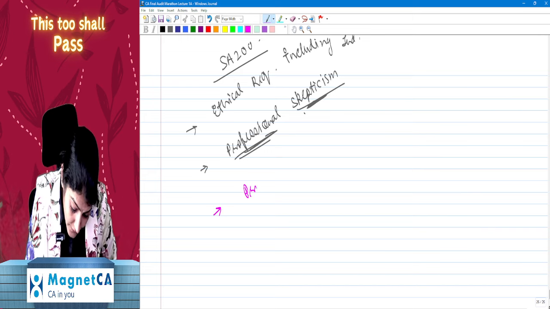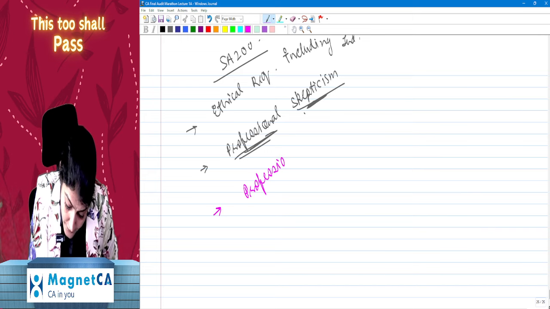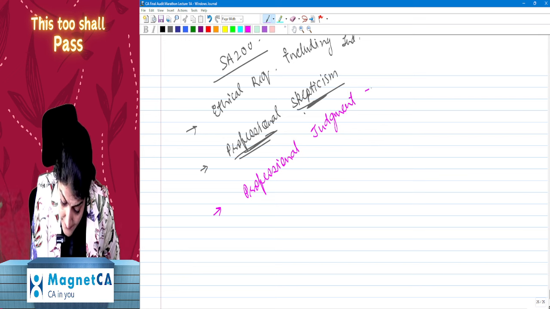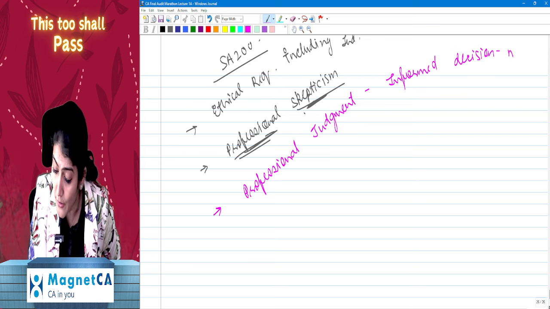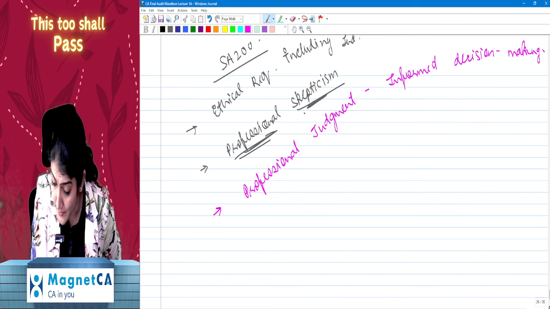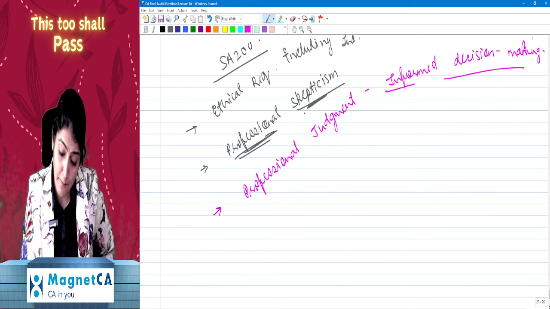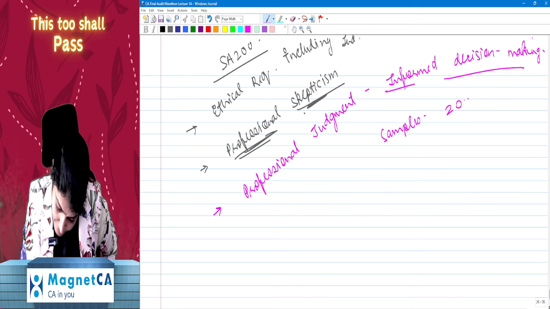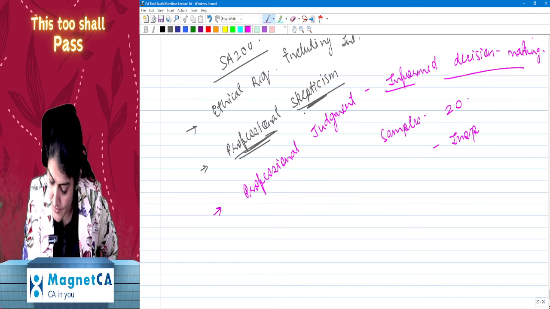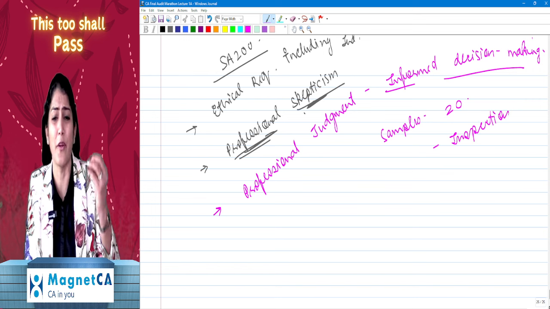Then it says, auditor, throughout the course of the audit, you need to exercise professional judgment. That means you need to have informed decision making, that means decision making which is backed by logic. Okay, you decided, ma'am, I have decided I will check 20 samples. You say, ma'am, I have decided that I will do inspection as an audit procedure for checking a particular area.